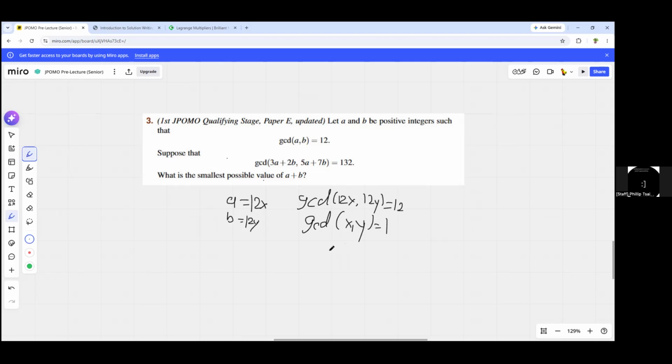Because if it's not, then let's say 3 and 6, right? x equals 3 and y equals 6. Then the greatest common divisor of 36 and 72, which is 3 times 12 and 6 times 12, right? That's not 12 anymore, because now we realize that it's 36 instead.